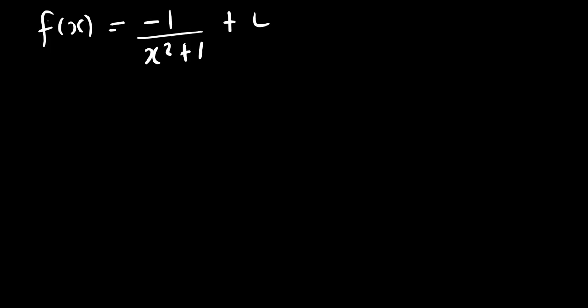Let's have another one. What if you are told to sketch f of x equals negative, let's put a negative this time, negative x squared plus 1. Now let's add a constant. Okay, so for the vertical asymptote, what are you going to do? You're going to equate the denominator to be equals to 0.